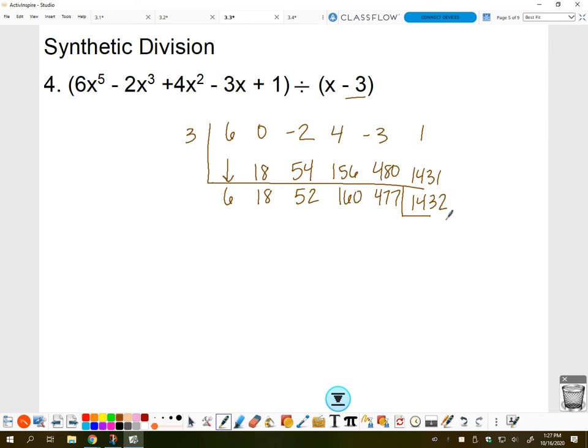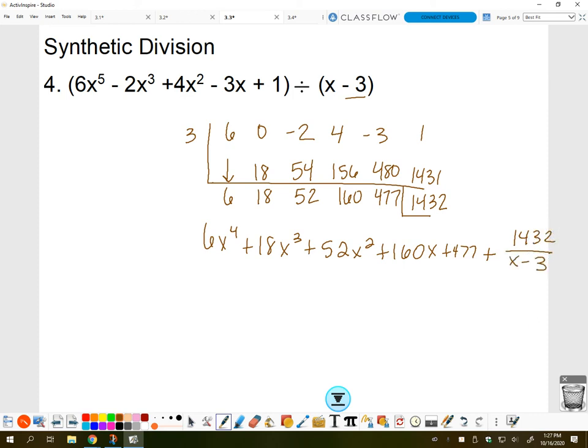That's clearly 2. Okay, so we started out to the 5th, so we're going to be to the 4th. So it's going to be 6x to the 4th, plus 18x to the 3rd, plus 52x squared, plus 160x, plus 477, and then plus 1432 over what we were dividing by. Alright. So that is synthetic division.